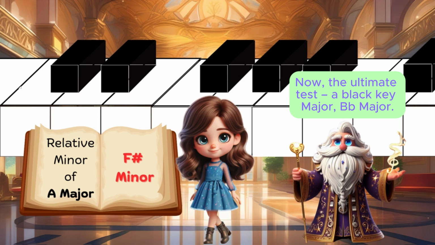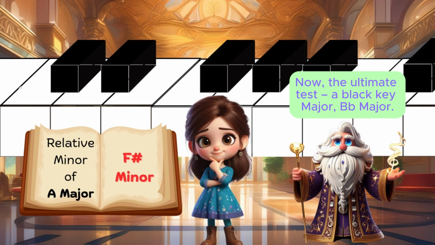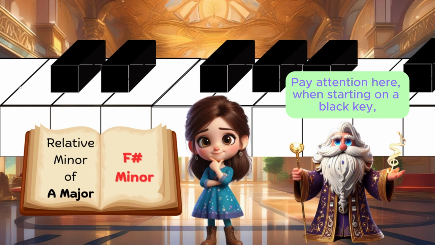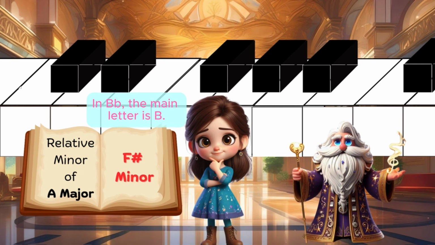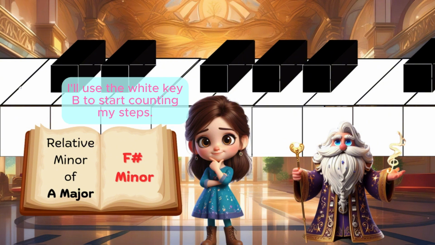A black key major, B flat major. Pay attention here. When starting on a black key, you still count white keys for your steps. Melody paused, studying the key name B flat. Oh, I get it. In B flat, the main letter is B. So even though B flat is a black key, I'll use the white key B to start counting my steps.